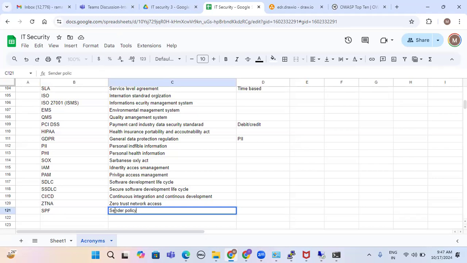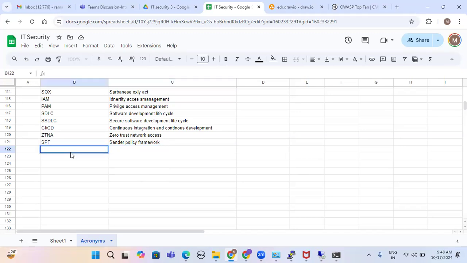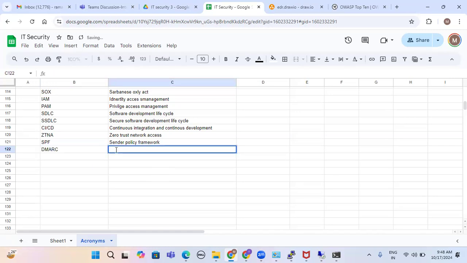Sender Policy Framework. Whenever any phishing email is sent by an attacker, that may be through invoice copies, lottery emails, grammatical mistakes, URL links or attachments, job vacancy emails. With SPF we have to verify whether it is legitimate or illegitimate, fake or real. That is called SPF. DMARC, Domain-based Message Authentication, Reporting and Conformance.